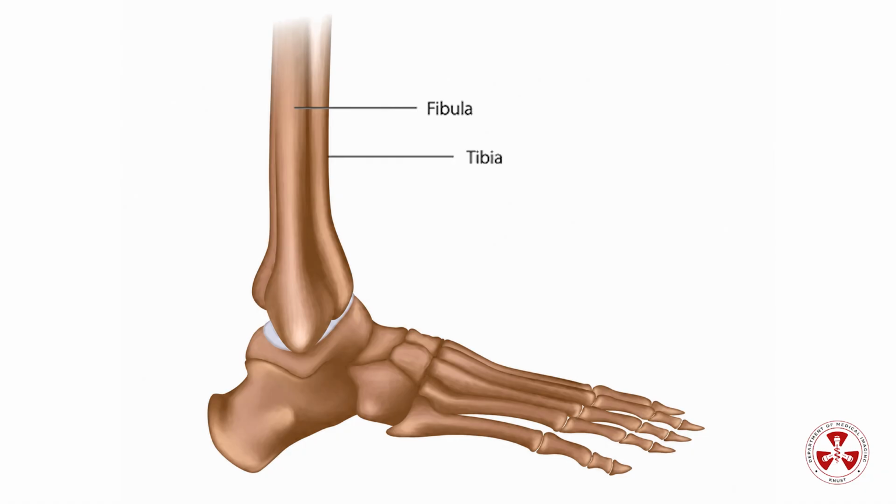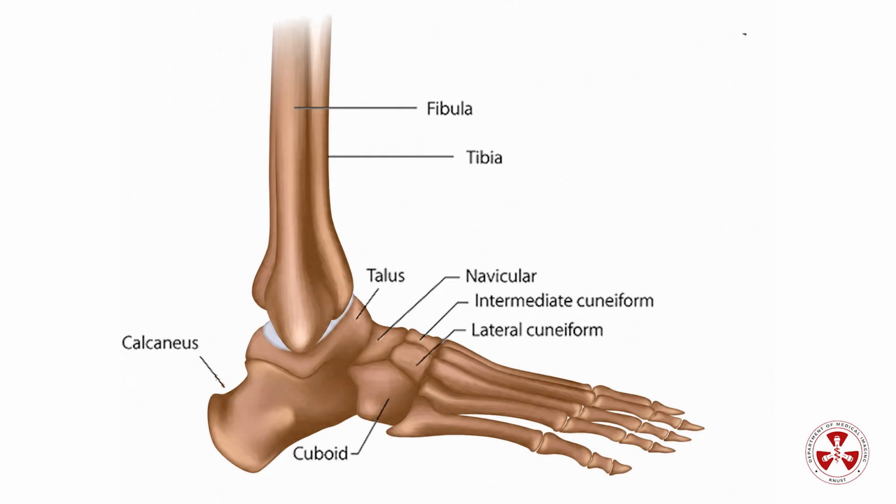Moving distally, we reach the tarsal bones. This group includes the talus, which articulates with the leg bones to form the ankle joint, and the large calcaneus, which forms your heel. Just anterior to these are the midfoot bones, the navicular, the cuboid, and the three cuneiform bones.